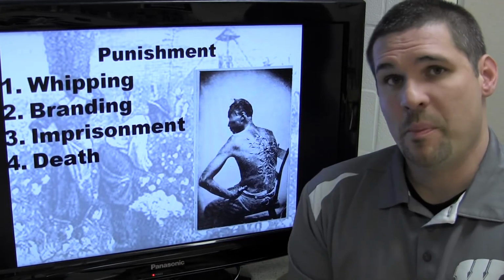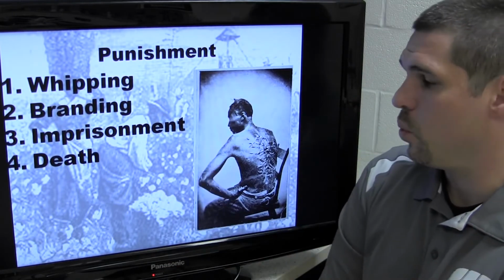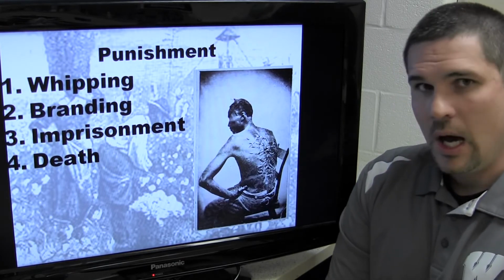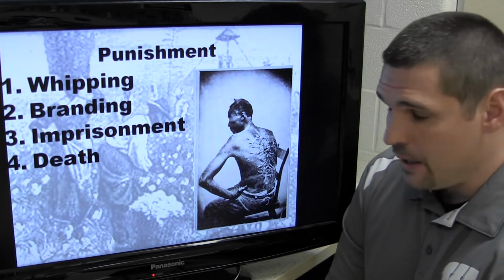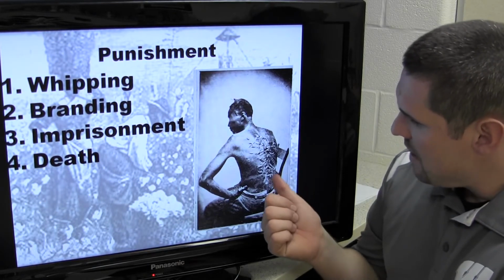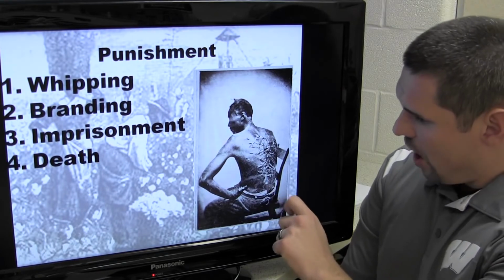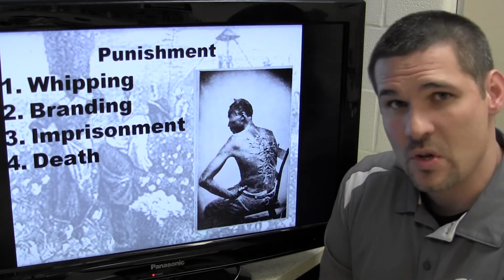Now, what are some punishments if these slave codes are violated? You could be whipped, and here's a very, very famous picture of a slave that obviously was not very obedient and had taken many lashes to the back, and this guy has scars upon scars on top of scars from being whipped so much.